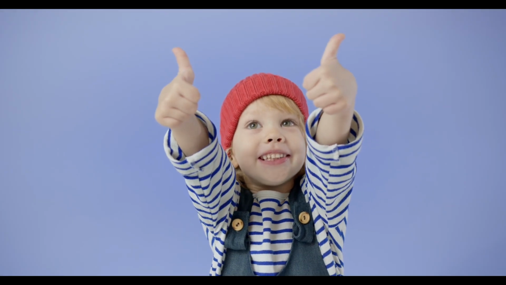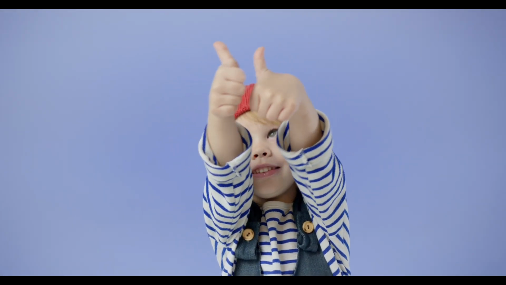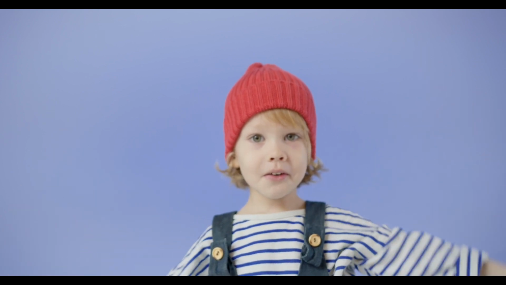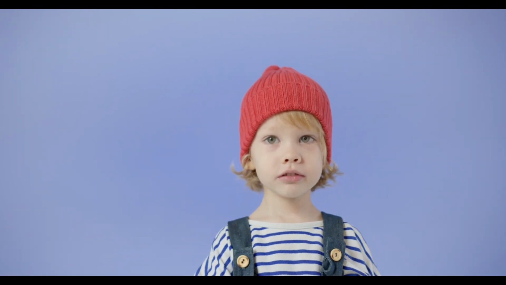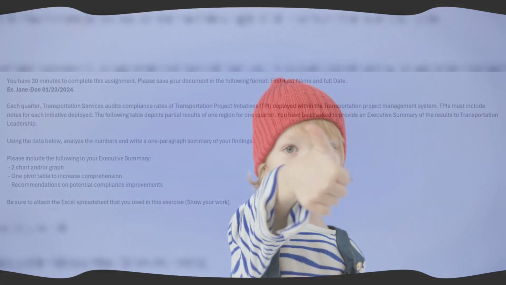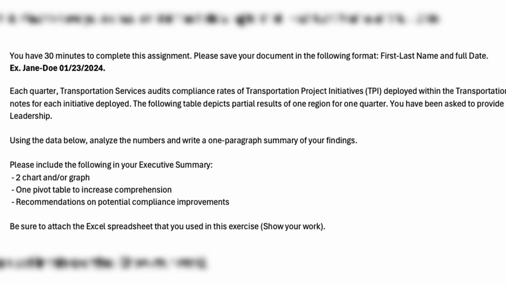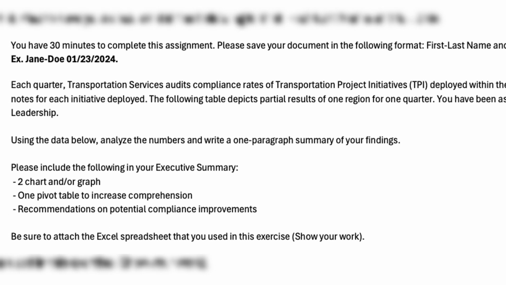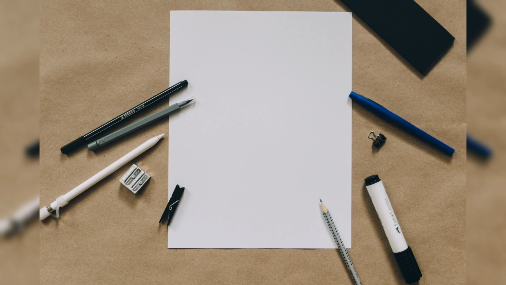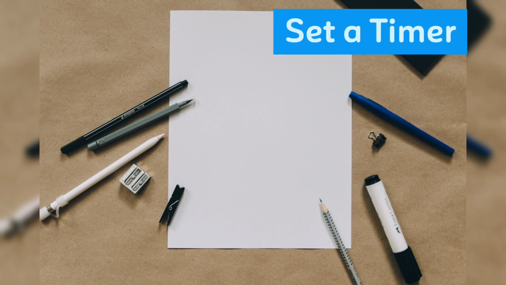Armed with the right strategies, you're about to become an Excel exam pro. Let's dive right in and break down how to conquer this challenge within the tight 30-minute window. Facing a 30-minute time limit for this Excel exam, here's how to tackle it efficiently. Start by setting a timer. Give yourself a 28-minute alert. This ensures you have a 2-minute buffer to review and save your document according to the specific instructions provided, which we'll address in a moment.